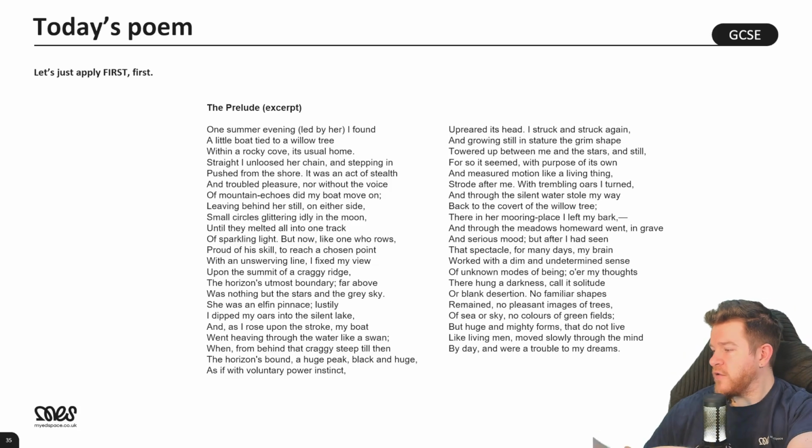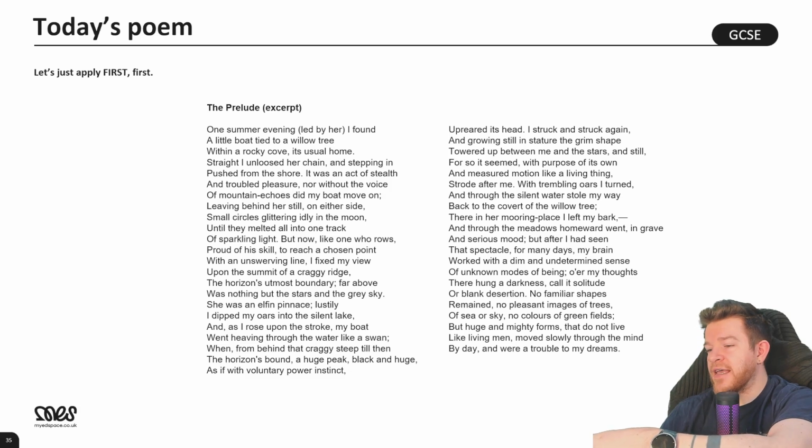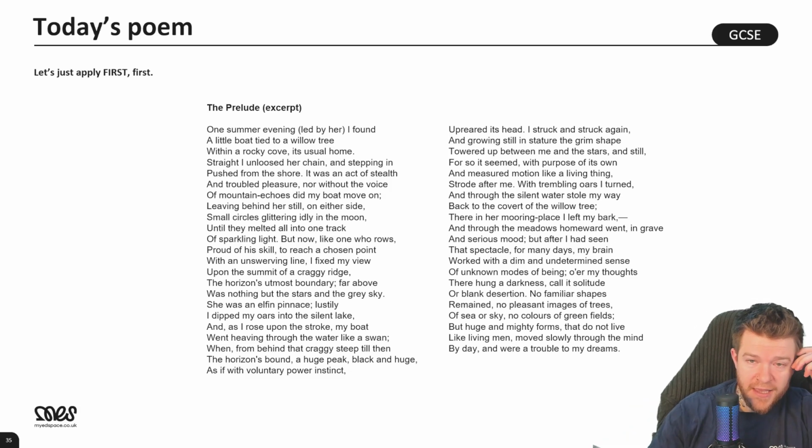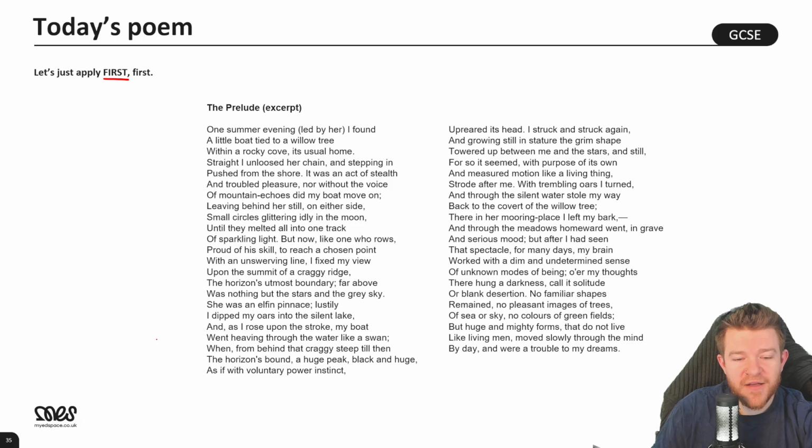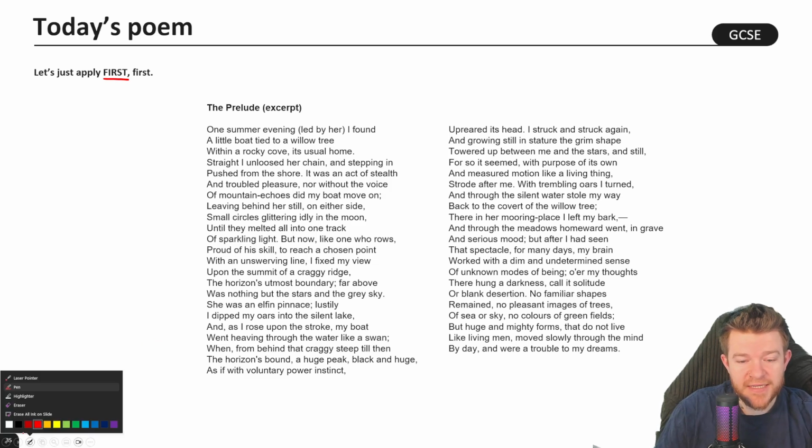Now, the acronym that I use whenever I am doing a first analysis of a poem, whether it's seen or unseen, is FIRST. And what FIRST stands for, it's a neat little acronym. It stands for first and last line, imagery, repetition, structure, and title. So the first thing that I'm going to do is identify each of those things as it comes up in the text. Then we're going to add our annotations on the top.